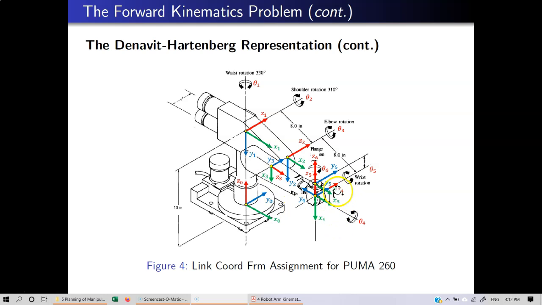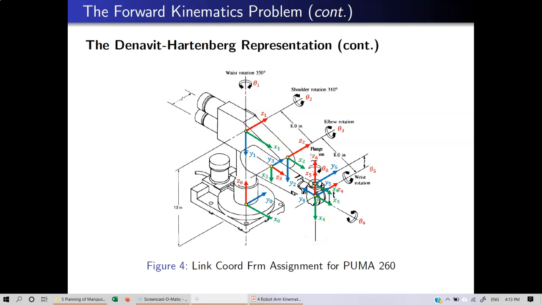So this is X3. Next, Z4. It's along the axis of rotation of joint number 5. So this is joint 5, and this is Z4. Again, we can extend X3 and find the intersection between Z3 and Z4, which is this point, and the cross product between Z3 and Z4 is this direction, can be this downwards or upwards. So we choose downwards.